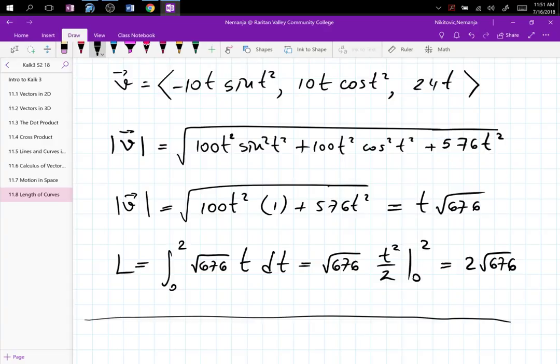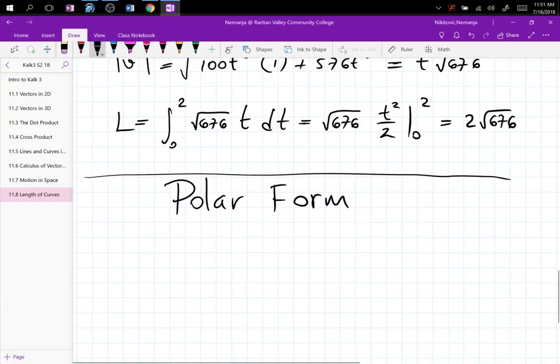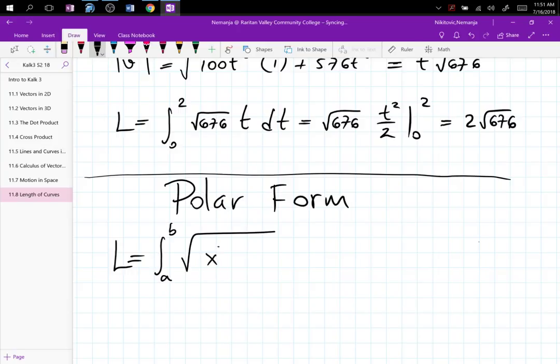And now it's time for us to build the last formula, which is the polar form. And we are done. So to build the polar form, we are going to start with our parametric form. So the integral from a to b of the square root of dx/dt squared plus dy/dt squared dt.